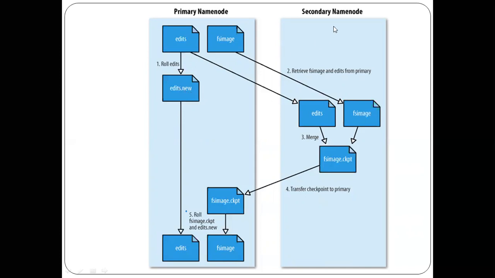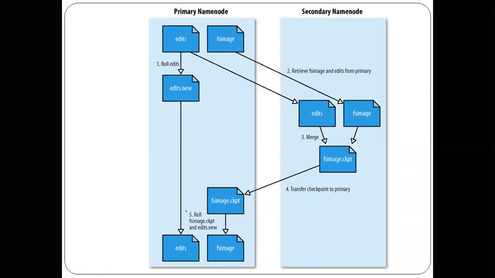At that time, secondary name node will fetch the edit file and fs image file from the primary name node. This clubbing or joining of these two files is done in the secondary name node. After joining, it gets another file called new fs image file. This is then transferred to the primary name node. Okay, this is the actual role of secondary name node.